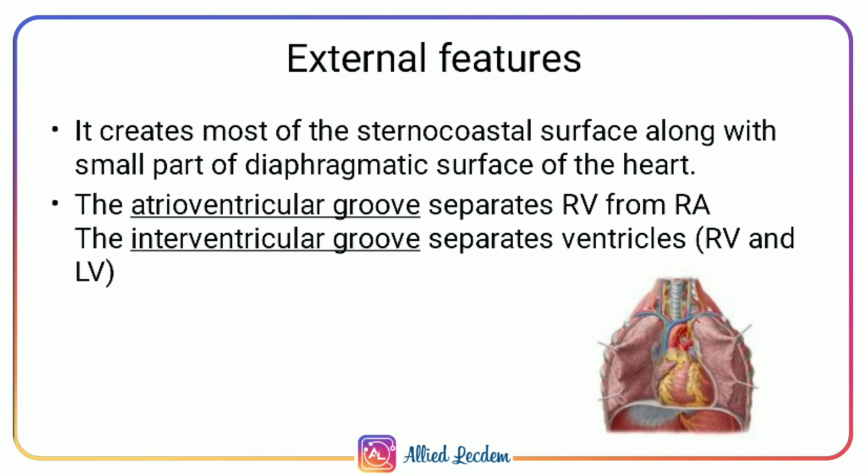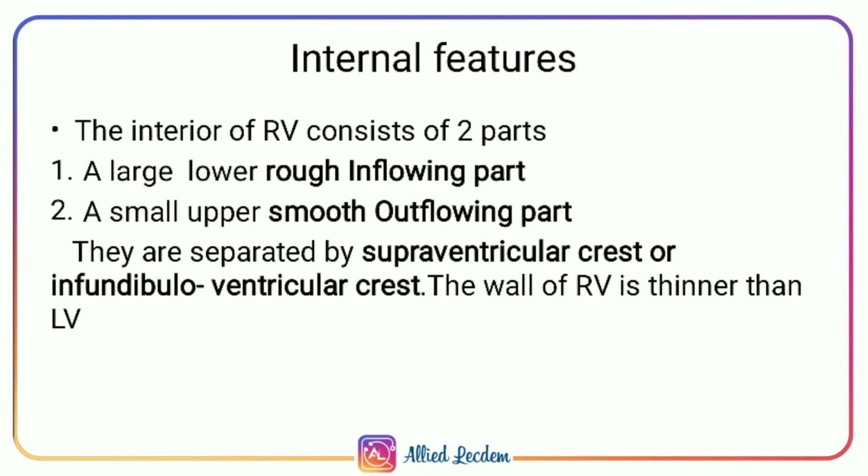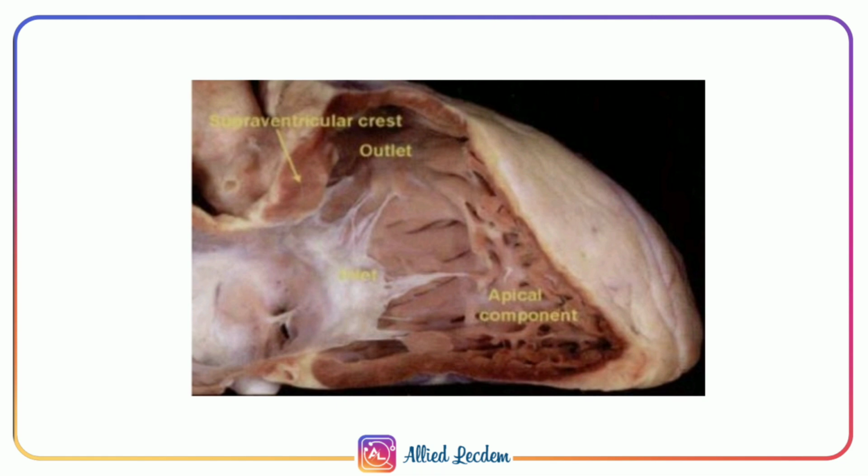The first yellow region below the right auricle is the AV groove and the second yellow region is the interventricular groove. Internal features. The interior of the RV consists of two parts: a large lower rough inflowing part and a small upper smooth outflowing part. These two parts are mainly separated by a crest called the supraventricular crest, otherwise called the infundibuloventricular crest. You can see the supraventricular crest separates the outlet and inlet of the RV.